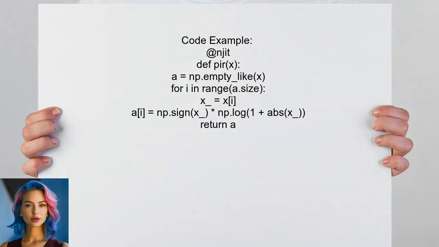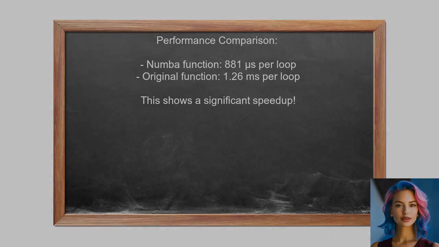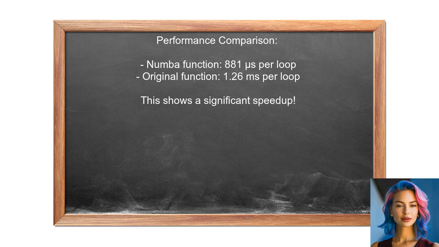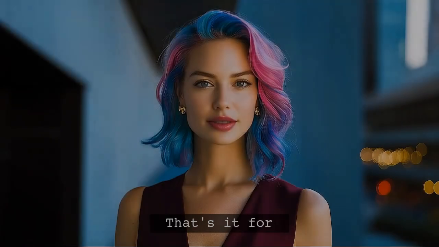The user provides a code example using Numba's njit decorator to create a fast function that calculates the conditional log function. This method significantly reduces execution time compared to the original function. In performance tests, the Numba-optimized function runs much faster than the original implementation, demonstrating the effectiveness of this approach. That's it for that response.